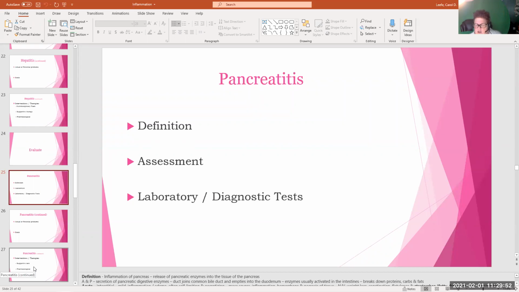And then education on lifestyle changes. They have to abstain from alcohol. Have to.